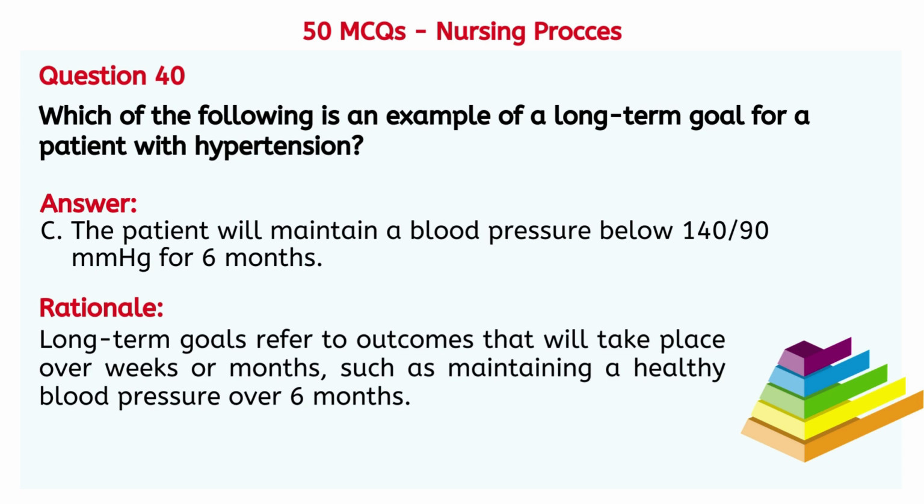The answer is C. The patient will maintain a blood pressure below 140/90 mmHg for 6 months. Rationale: long-term goals refer to outcomes that will take place over weeks or months, such as maintaining a healthy blood pressure over 6 months.